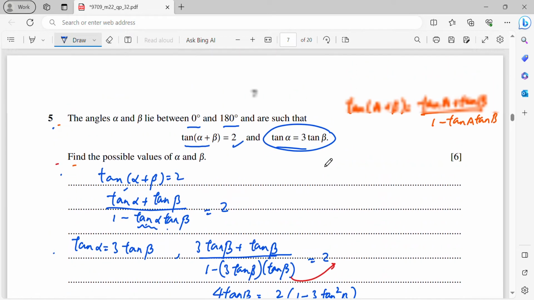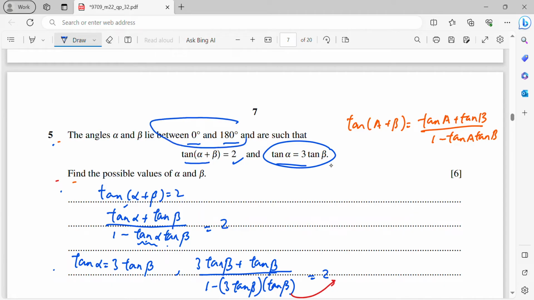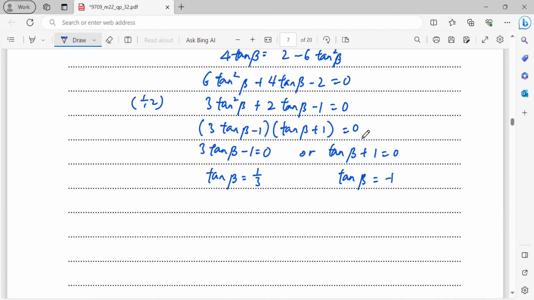Okay, now let's look at the interval. The alpha and beta lies between 0 and 180 degrees. So, it means beta lies between 0 and 180 degrees, so it means the first two quadrants. Now, when your tangent beta is positive, it will be in the first quadrant. So, now my beta, when you just take inverse tangent 1 over 3, it will be 18.4 degrees. So, this is our first angle.